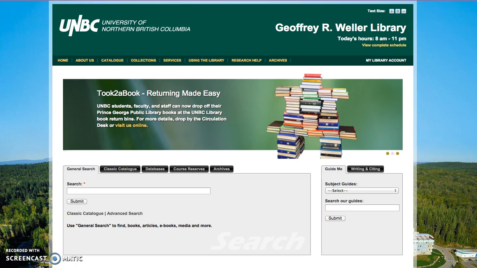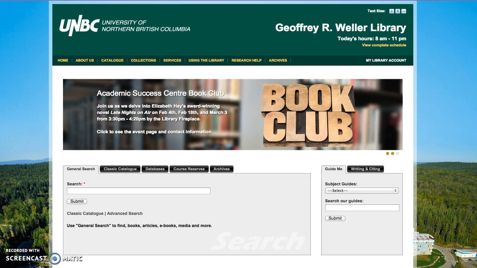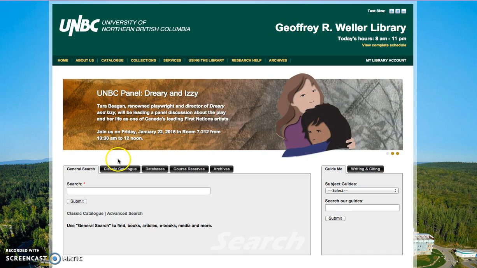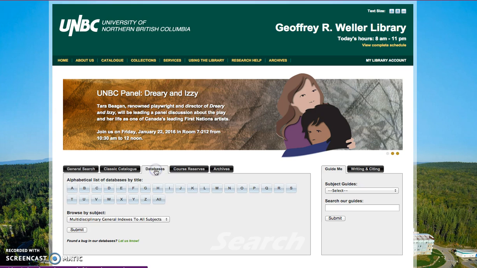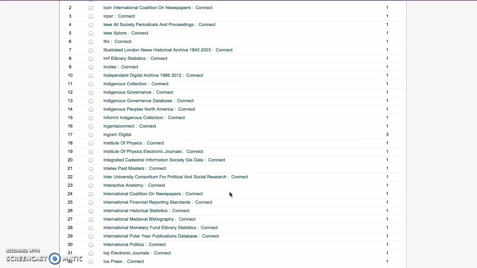The IMB can be accessed at the UNBC library website. In order to be able to access this source, however, you'll either have to be on campus or you'll have to log into your library account. So to access it, you go to the home page of the library, click on Databases, and then find the International Medieval Bibliography and click Connect.